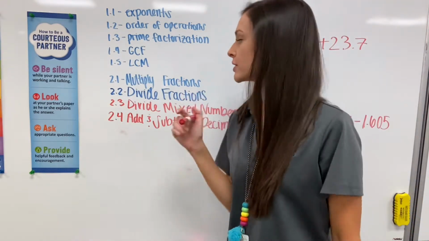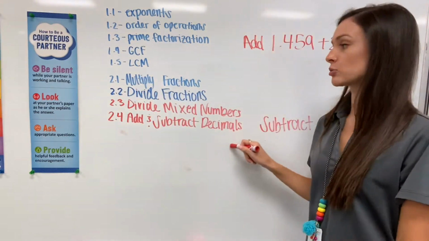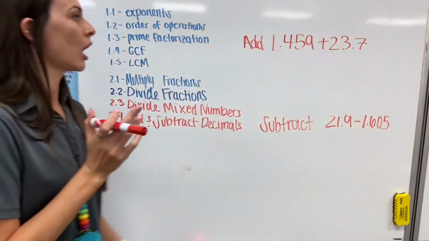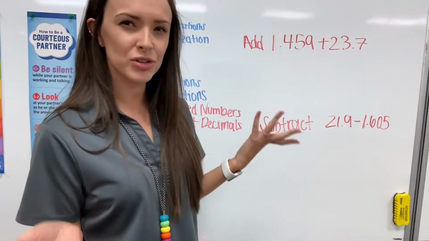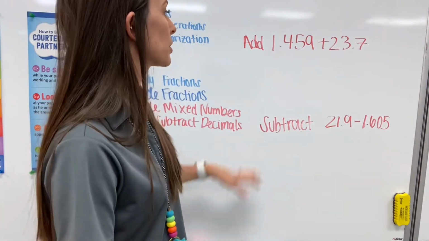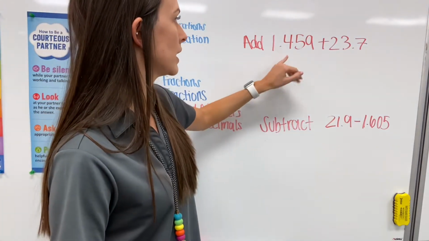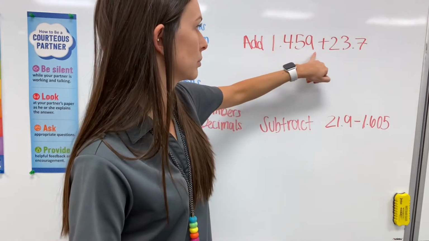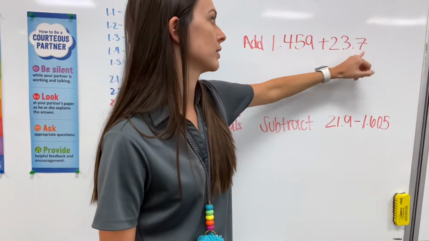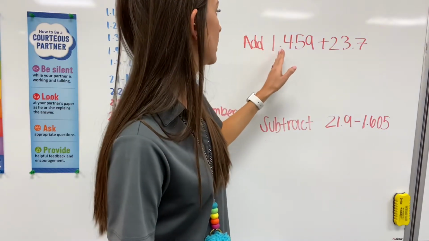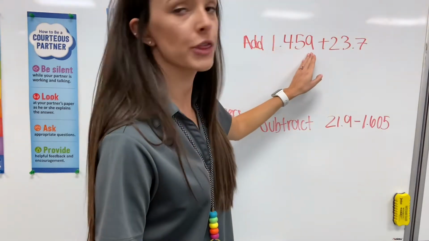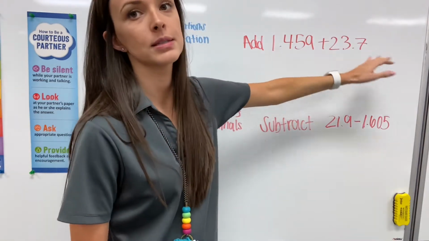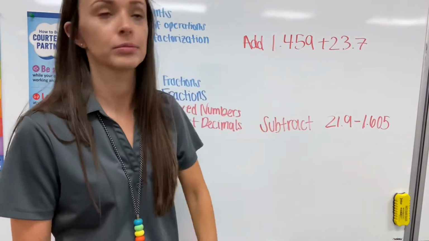Let's do some math. Today, we're talking about adding and subtracting decimals. Congrats, you made it, you've arrived. Let's start off, and this should be a little review. We are going to add 1.459 plus 23.7, or 1 and 459 thousandths plus 23 and 7 tenths, however you want to say it.